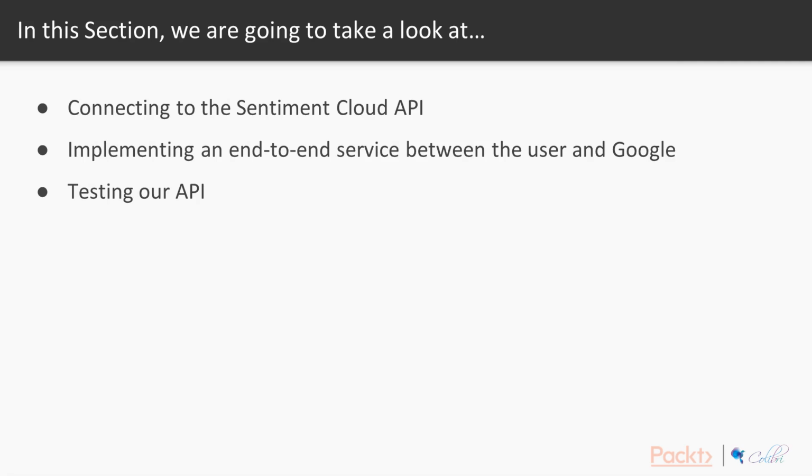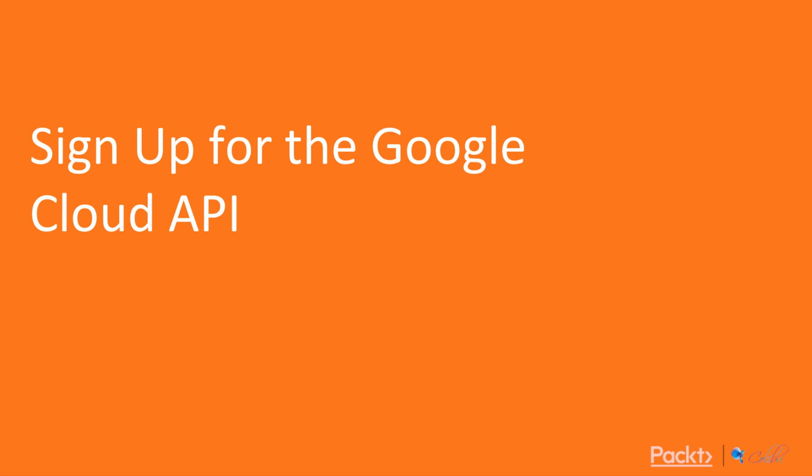Then, we will continue with a practical exercise connecting to the Google Cloud API and trying to use the sentiment analysis service. First from a helper application called Postman, then by implementing our own client in Java. Finally, we will discuss testing, validation, and error handling. Now, let's continue with the first video in this section.